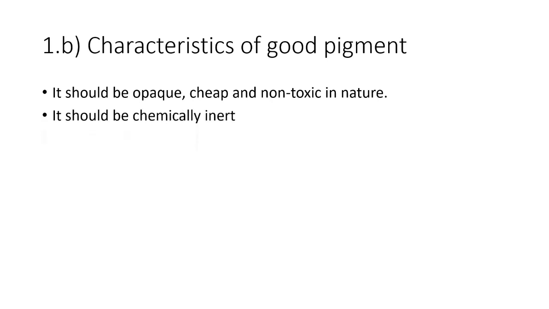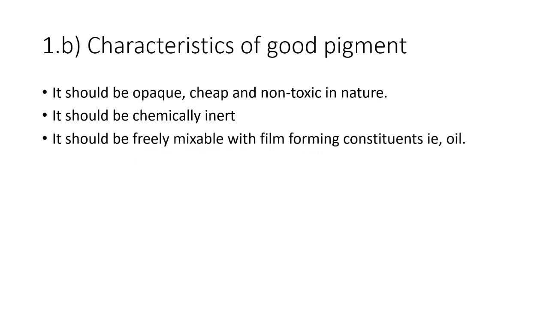Next one is, it should be chemically inert. It shouldn't react with the material. It shouldn't react with any kind of things over which you are painting. Like for example, if you are painting an iron material, it shouldn't react with that iron, right? If it will react, then the characteristics will not be maintained. So for the good characteristics, it should be chemically inert. It shouldn't react with any kind of material. Now it should be freely mixable with film forming constituents, that is oil. So these are the important characteristics of a good paint.